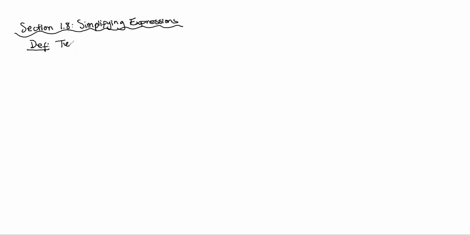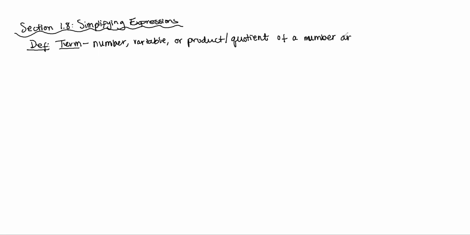But a term is a number, variable, or the product or quotient, so you'll usually see it as a fraction, of a number and variable. And so what I mean by this is, let's go ahead and just look at a couple of examples.